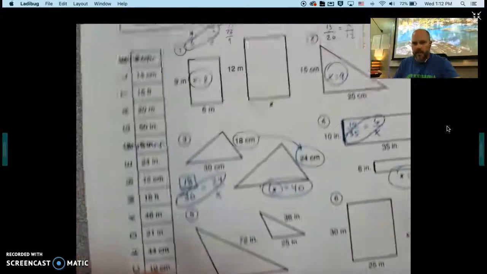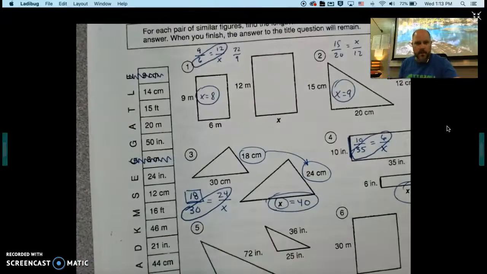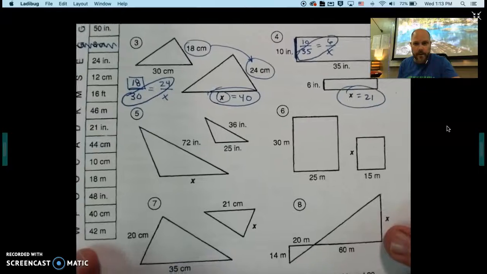I'm not going to worry about this puzzle over here, by the way. It's just for extra fun. If you want to do it, great. But I'm more focused on the math right now, okay?